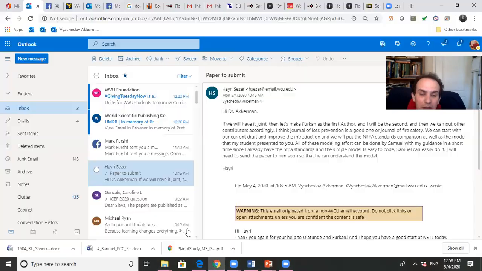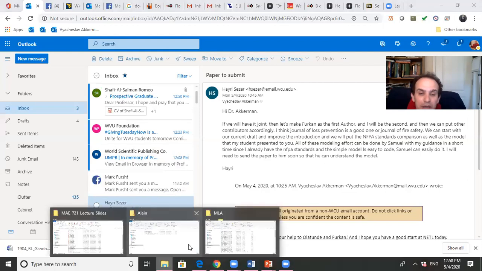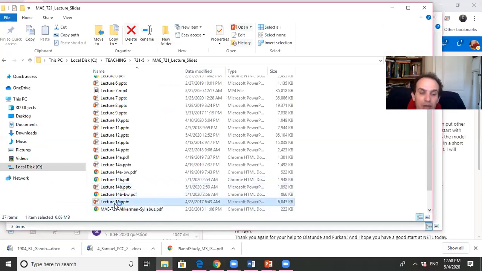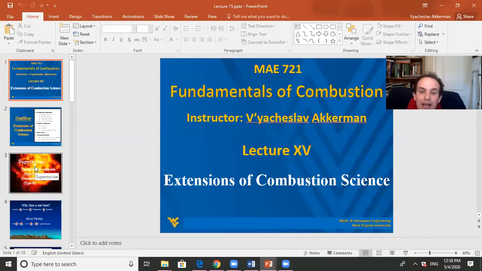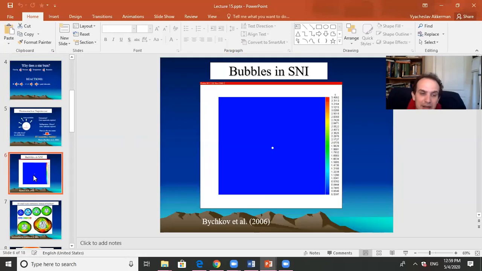That's chapter 14, and in chapter 15, what do I have? It was just an extension of combustion science to other fields, and again, that's what I described last time. We talk about supernovae, because supernova explosion is really combustion. It's the classical way to describe it, both thermonuclear or gravitational, based on DDT, deflagration to detonation transition. The only point here is that instead of chemical reaction, you have nuclear reaction. Everything else is the same.